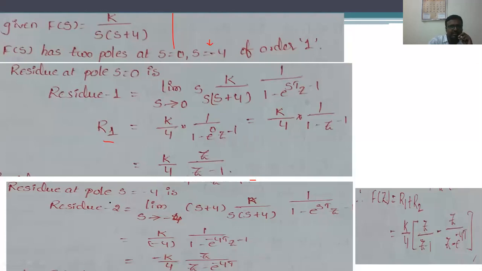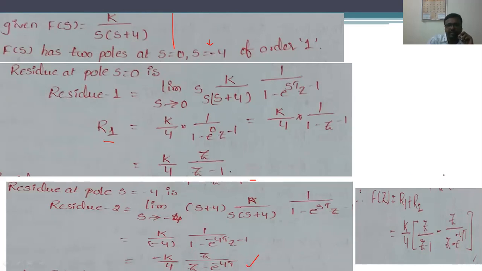So the second residue can be obtained as limit s tends to minus 4, s plus 4 into f of s into 1 divided by 1 minus e power st into z inverse. So just substitute the value of s is equal to minus 4. We are going to get k divided by minus 4 into 1 divided by 1 minus e power 4t into z inverse. So just converting the z inverse into z, we are going to get the value of residue R2 as minus k divided by 4 into z divided by z minus e power.